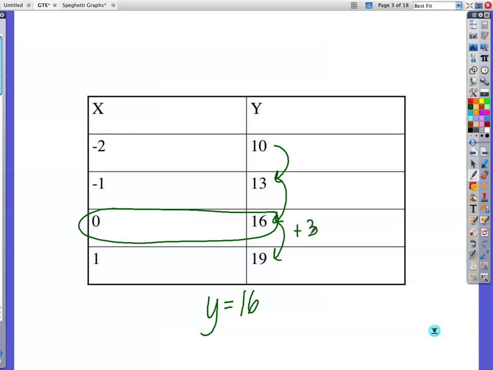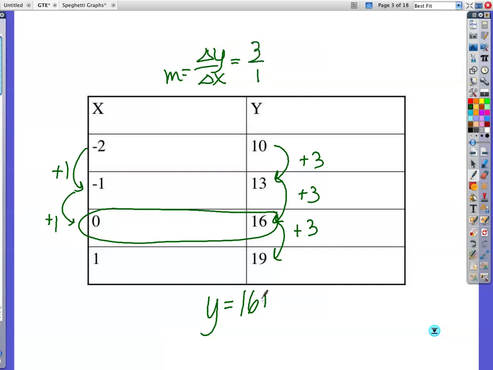okay, it's changing by 3's over here on the y column. On the x column, it's changing by 1's. And remember, it's change in y over change in x for my slope. So my slope would have to be 3 over 1, or I could just write 3x.